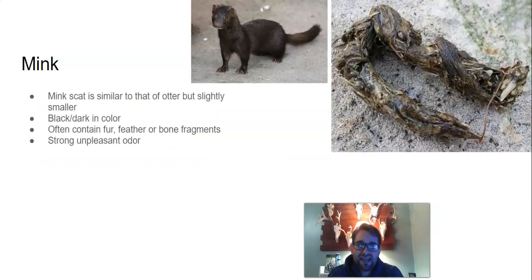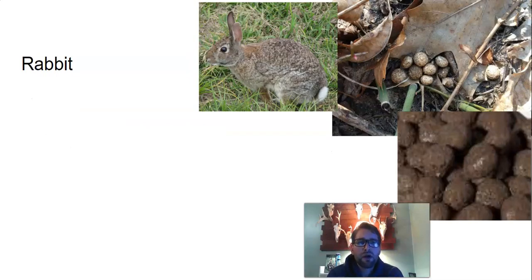Mink. Mink scat is very similar to that of the otter. It's just slightly smaller. It's black or dark in color. It oftentimes contains fur, feather, or bone fragments, and it has a strong, unpleasant odor.